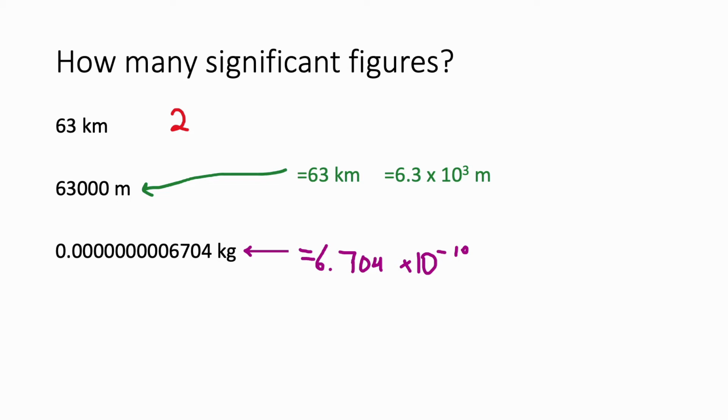But if you take out that 0, 6.74 is not the same as 6.704. So that 0 means something. It helps us know what the actual value is. We can't discard that 0. So that 0 counts as a significant figure. This has 4 significant figures.